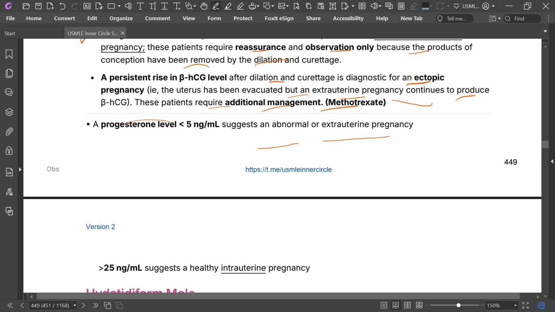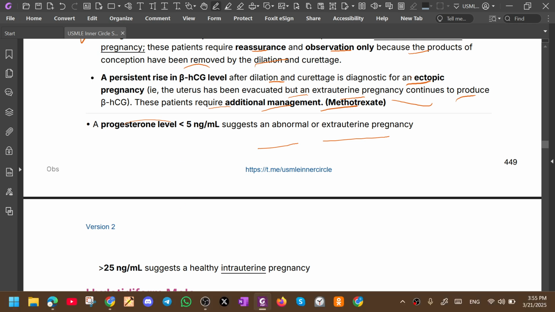Okay, how can you prevent ectopic pregnancy? Prompt treatment of STDs to prevent PID, smoking cessation, and careful management of fertility treatment to minimize the risk of ectopic implantation, and use of contraception reduces the overall risk of ectopic pregnancy by preventing conception.